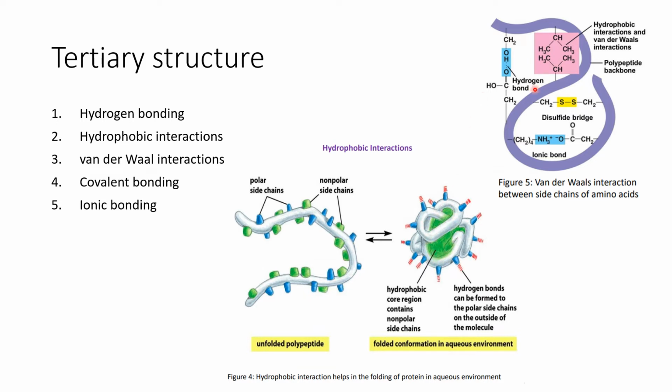Van der Waals interactions between side chains of amino acids are weak bonds, and they're similar to hydrogen bonds. And I'll get into that in the next slide.